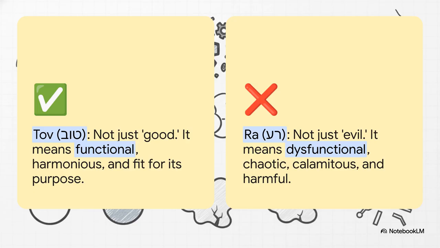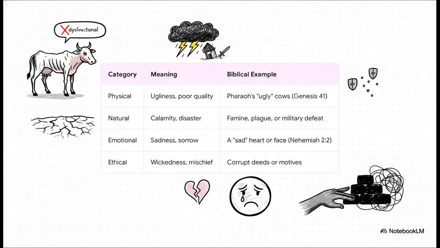So it follows that ra is anything that disrupts that function. It's chaos, it's calamity, it's anything that's harmful or just isn't fit for its purpose. And this is where you can really see just how huge and flexible this idea of ra is. I mean, look at this.